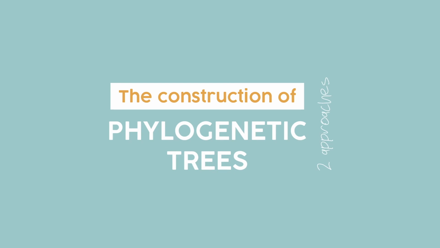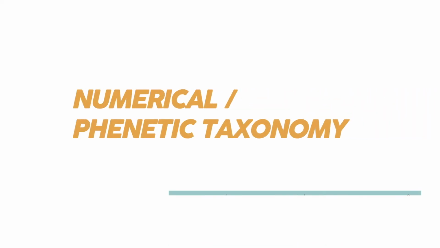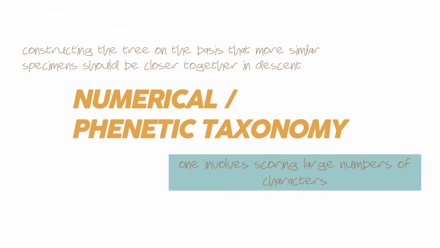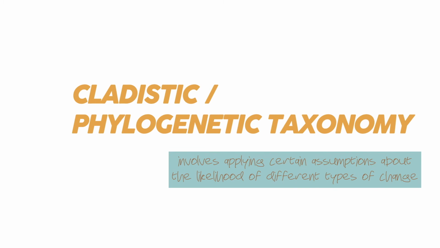The construction of phylogenetic trees has two approaches. Numerical or phenetic taxonomy involves scoring large numbers of characters, including continuous quantitative characters, and constructing the tree on the basis that more similar specimens should be closer together in descent. Next is cladistic or phylogenetic taxonomy, which involves applying certain assumptions about the likelihood of different types of change to try to deduce an actual phylogenetic tree.